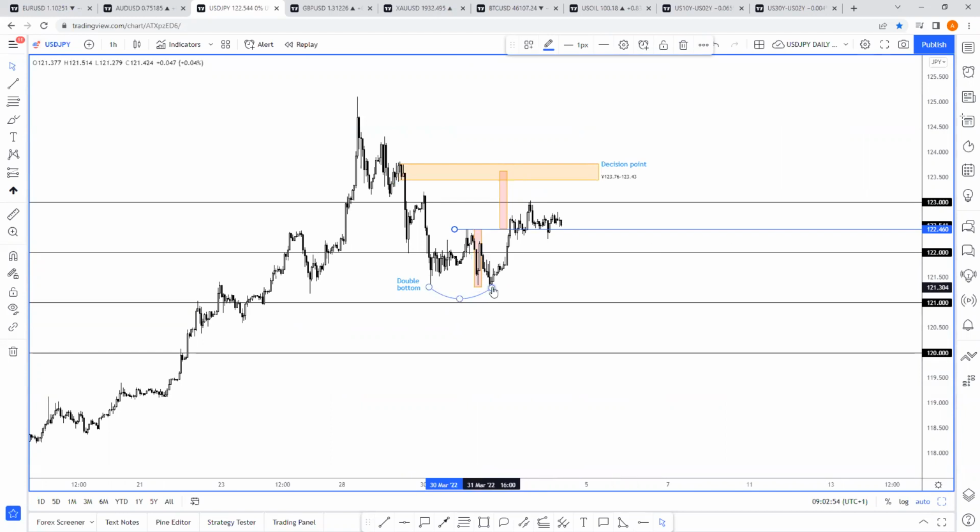We find the lowest trough within the double bottom pattern, and then we extend that line to the peak within the pattern, and then we simply extend this value from the breakout point to project our take profit objective. Now, interestingly, this profit objective does align with the H1 timeframe's decision points at 123.76, 123.43.